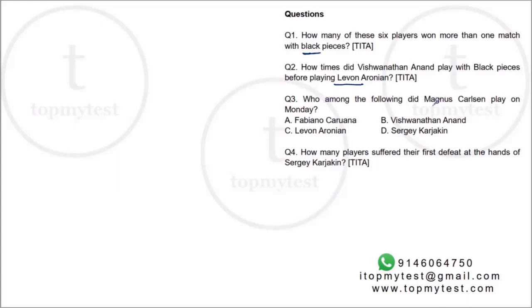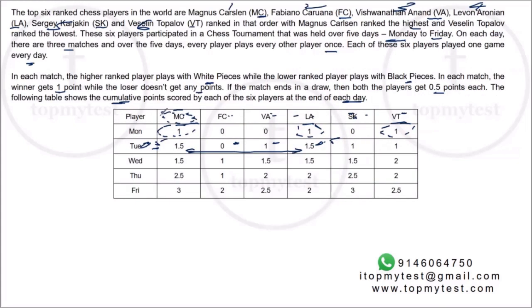Who among the following did Magnus Carlsen play on Monday? This also we need to figure out. And how many players suffered their first defeat at the hands of Sergey Karyakin? Okay. So we need to figure out what is the result in each day. So now these are cumulative points. So we have to find out on that day what was the result.